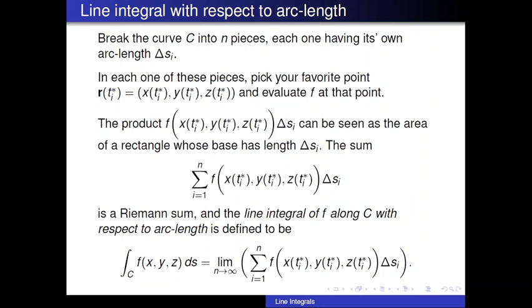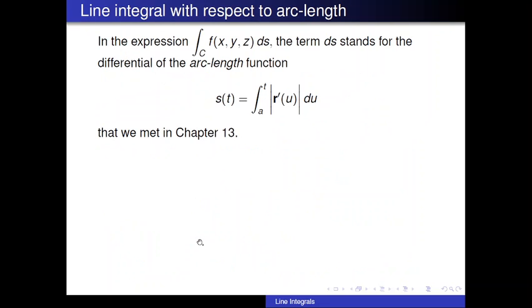Now you and I know that it's not very likely that we're going to compute an integral this way. So maybe we'll say a little bit more about what's going on with this, and in particular, what is this ds thing here? So that expression ds stands for the differential of the arc length function, which I think you guys might recall from chapter 13. This function, s of t, is the integral from a to t of the length of the tangent vectors of r.